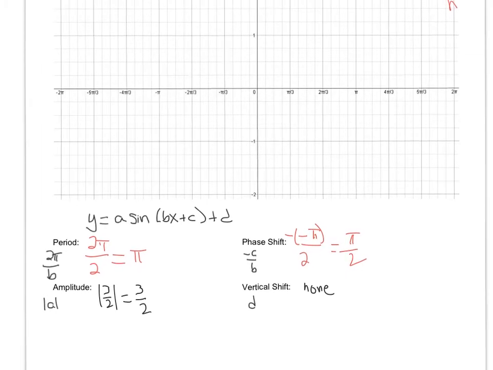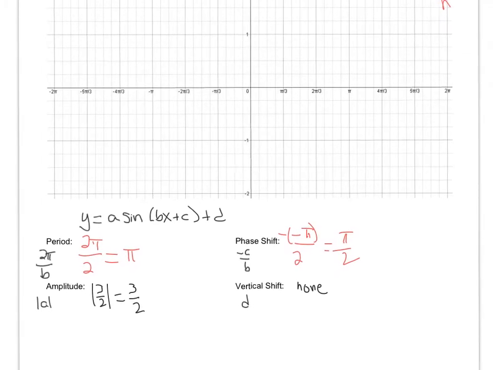So with this information, I can graph it. The only other important thing to remember is sine starts at 0. Cosine typically starts at a, whatever a is, so it'll start at the amplitude. In this case, the period is pi, which means it's going to repeat every pi units. And the phase shift is pi over 2, so I'm going to start the graph at pi over 2.